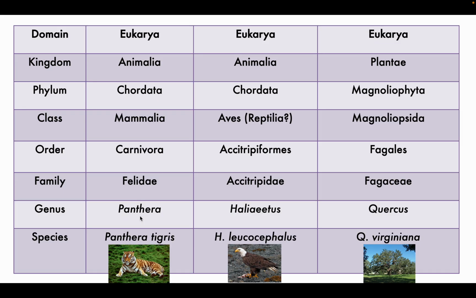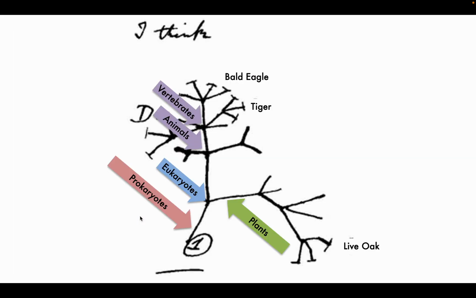So we can take the information from this table and map characteristics onto Darwin's tree thought diagram. On this tree, you can see eagles and tigers are closer together than either are to the live oak. But live oaks, tigers, and eagles are all more similar to each other than any of them are to things like bacteria.